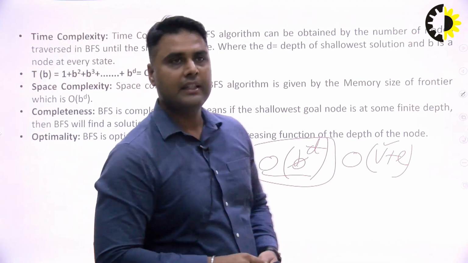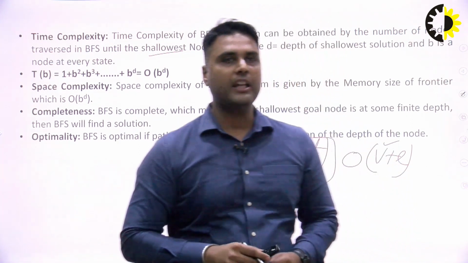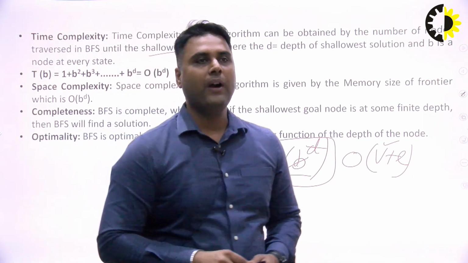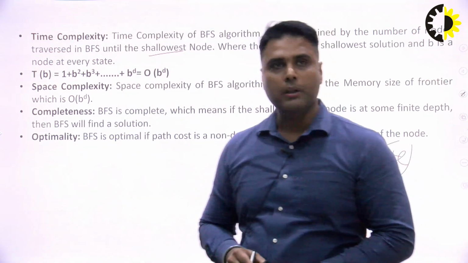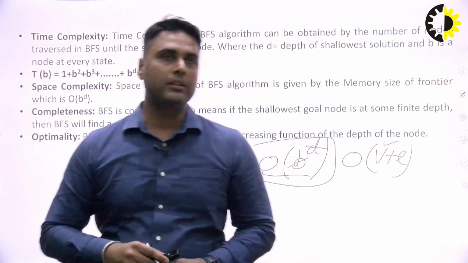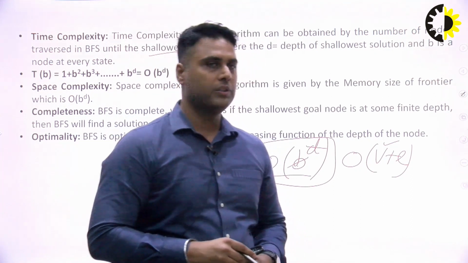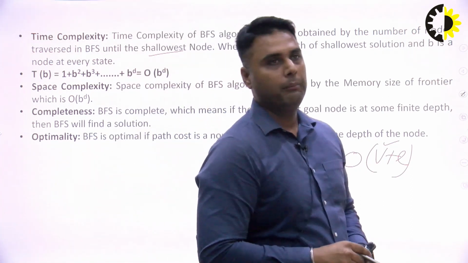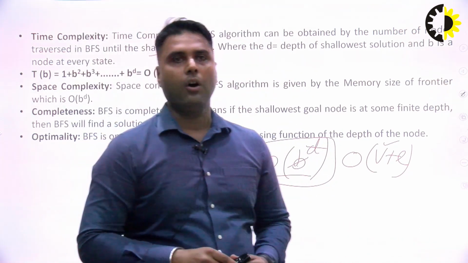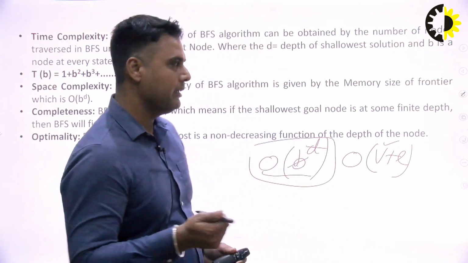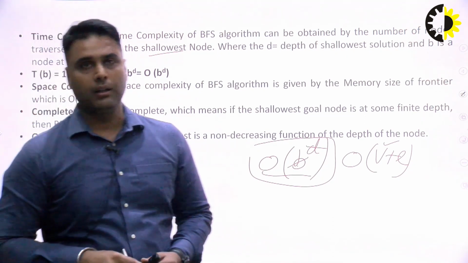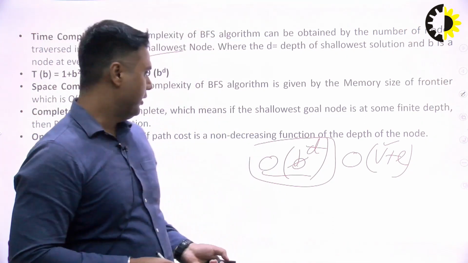Completeness. BFS is complete, which means if the shallowest goal node is at some finite depth, then BFS will find a solution. Already said in the previous slide, BFS is a complete searching. That means a result is finally found using BFS. Optimality. BFS is optimal if path cost is a non-decreasing function of the depth of the node. Optimal search, as already mentioned, is the shortest cost distance between the start node and the goal node.